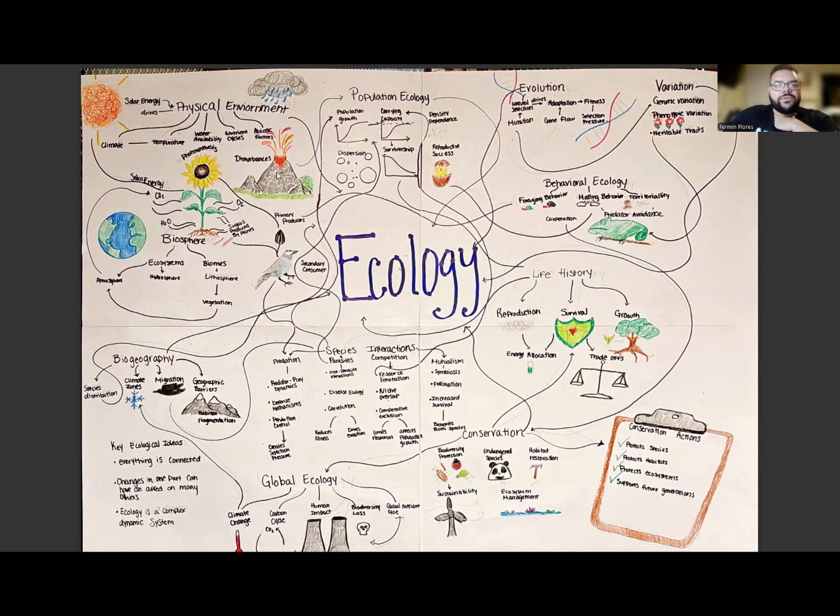Starting in the upper left corner with physical environment. This includes climate and temperature, water availability, nutrient cycles, abiotic factors, and disturbances. Solar energy is very important because it drives ecosystems. You can see here that solar energy provides plants with the energy needed for photosynthesis, which is used by primary producers.